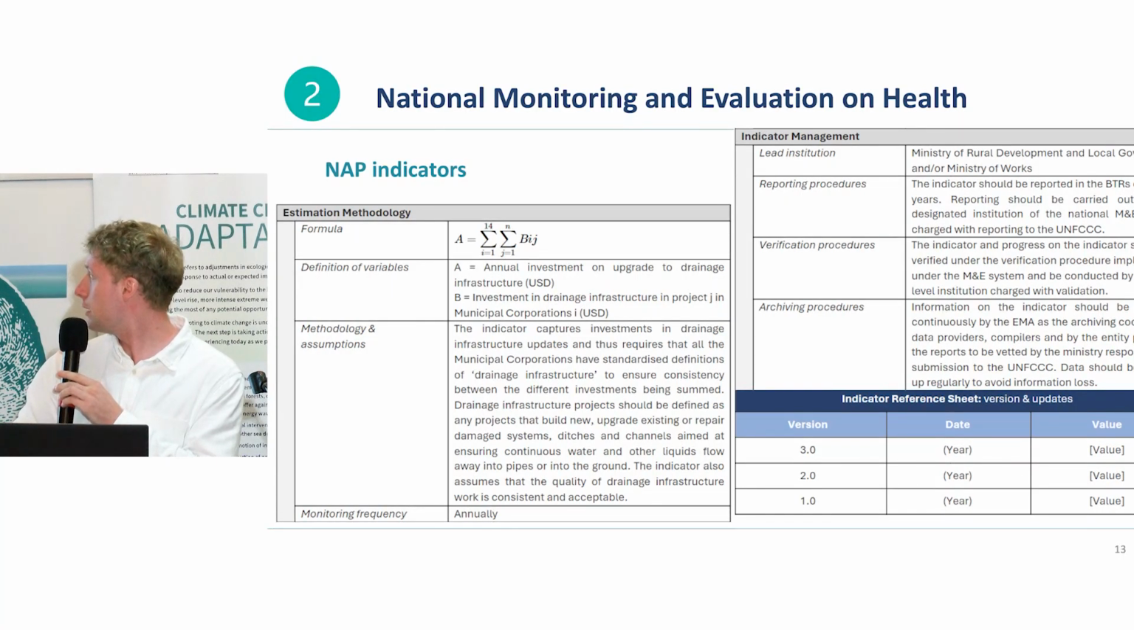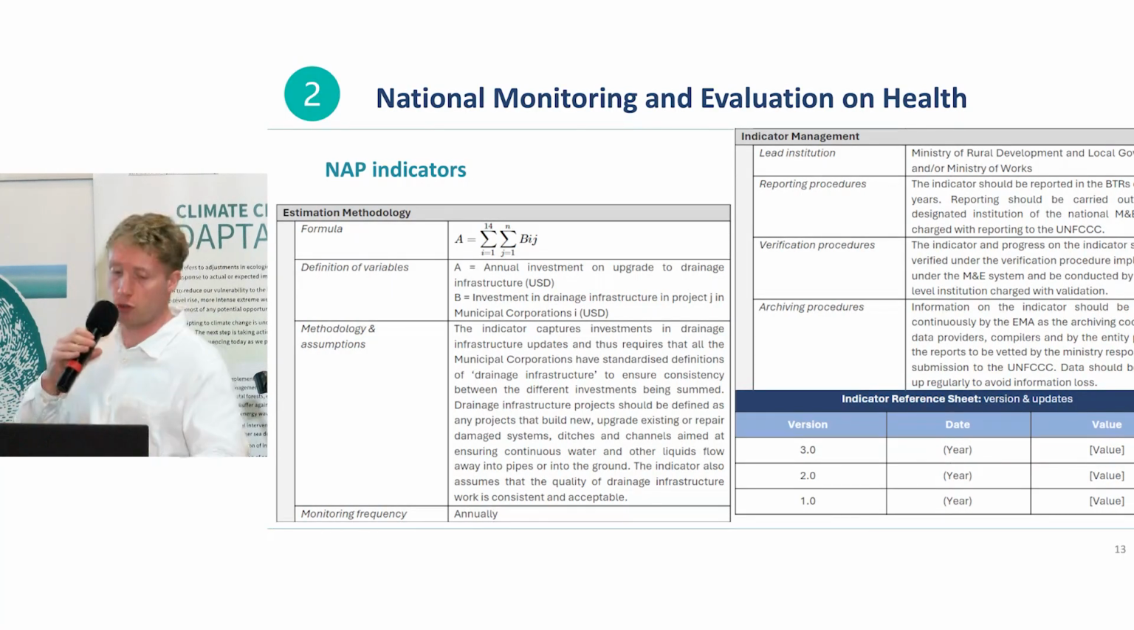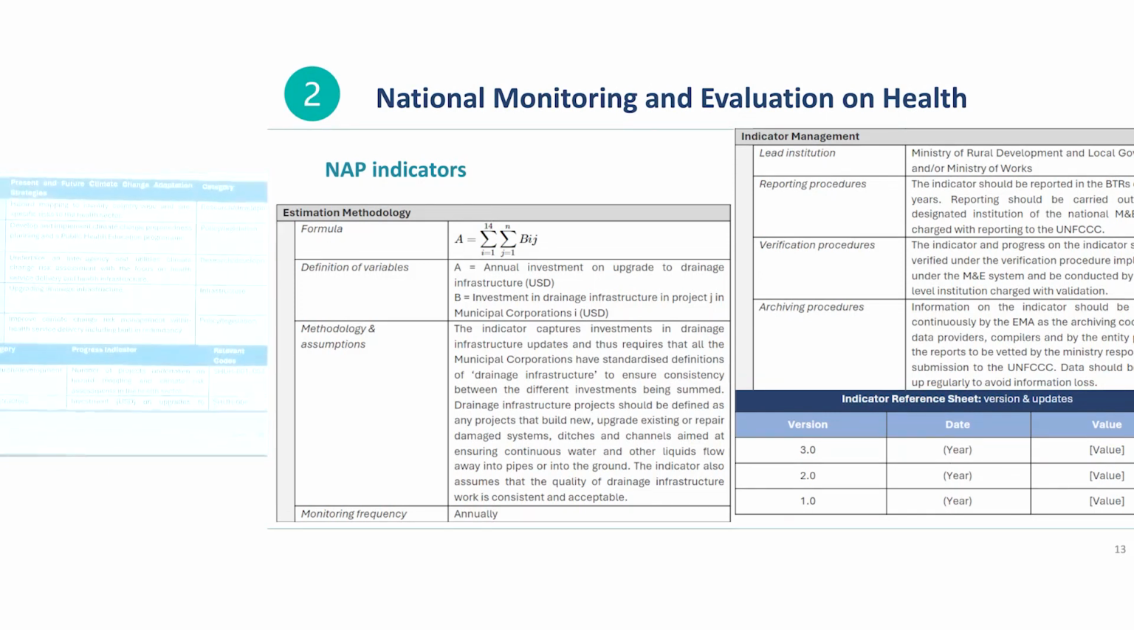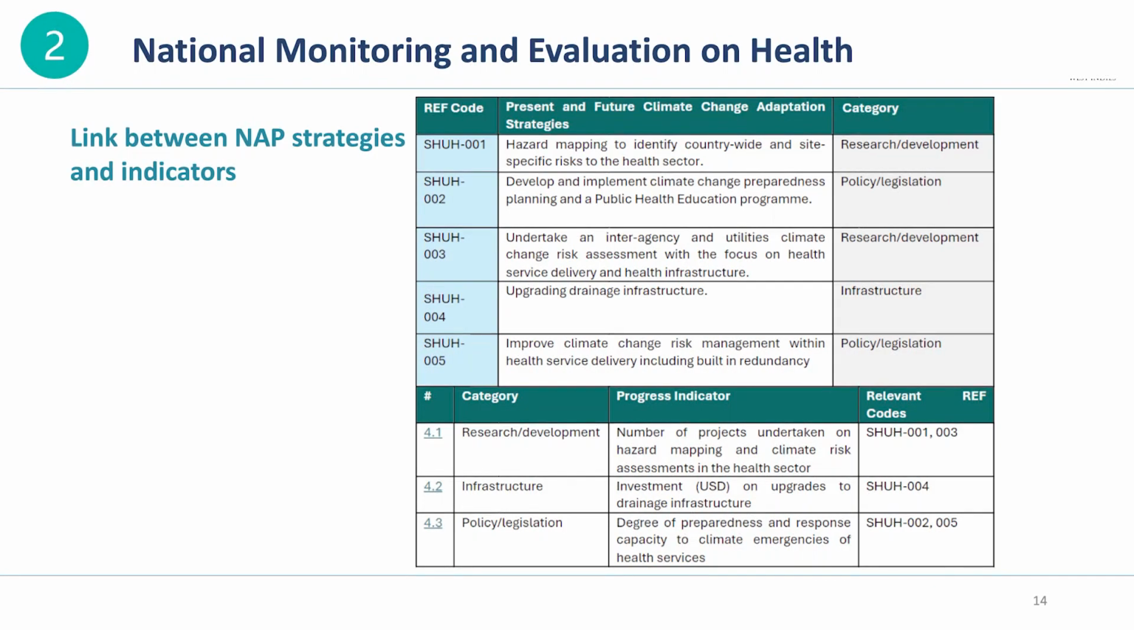Let's see. The last slide shows the specific reference code. This is a reference code from the National Adaptation Plan. These are just the measures that were included, right? Hazard mapping, we talked about this. Then development and implementation of climate change preparedness planning, an interagency and utilities climate change risk assessment, which focuses on health service delivery, the drainage infrastructure, the famous one, and improving climate change risk management within health service delivery, including built-in redundancies. They were also mentioned beforehand.